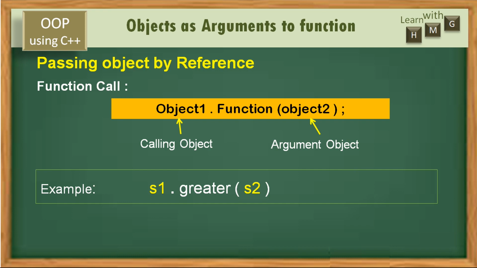For example, s1 dot greater s2. You can see that in the previous case, passing by value, we have seen the same example, no change. The s2 is passed as an argument. So here s1 is the calling object because it is calling the greater function, while s2 is the argument object because it is passed as an argument. Keep in mind that even though the object is passed by reference, while calling the function the address is not passed, only the object name is passed. In the definition only you have to write the ampersand object name, not in the function call.